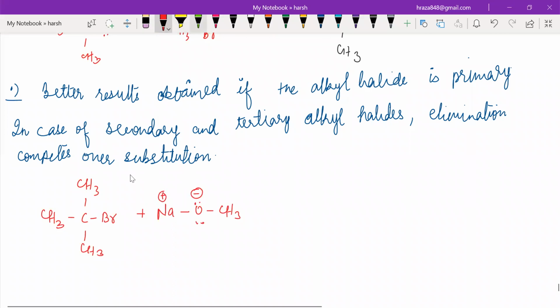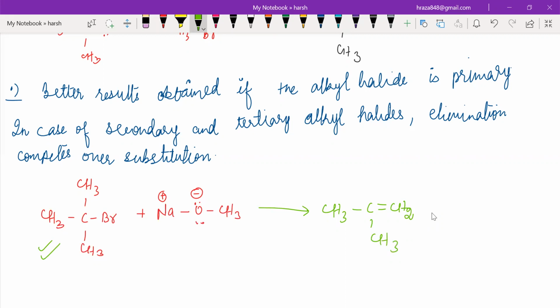So one of the most important points is that if this is tertiary or secondary, then elimination will take place. What will happen here? CH3 C double bond CH2, and there is CH3, and along with NaBr, there will be another product, that is CH3OH. So whenever there is a tertiary or secondary halide, elimination will take place and alkene will form. Are you getting my point?